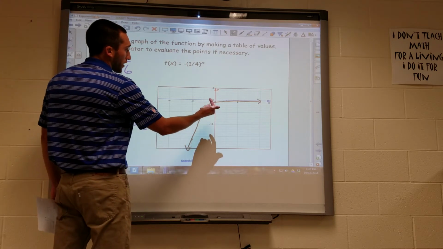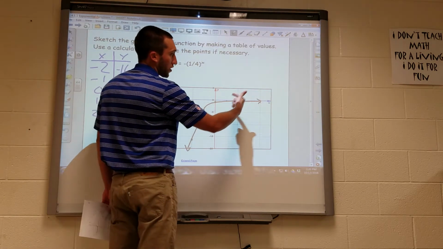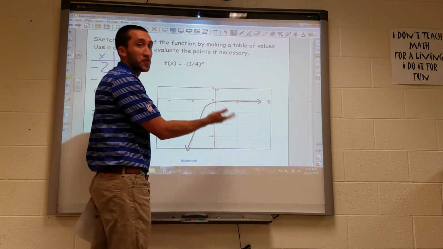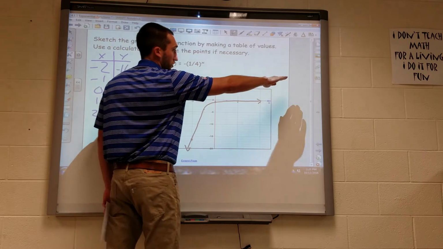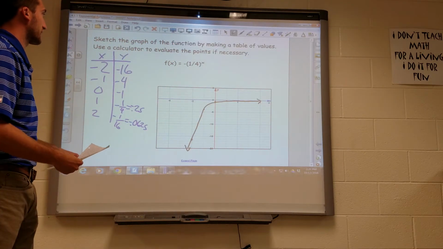So this end behavior, as I go to negative infinity, this goes to negative infinity. This end behavior, as I go to positive infinity, is going to go to 0. Right? Eventually, we're just approaching the x-axis, 0, never crossing the x-axis.